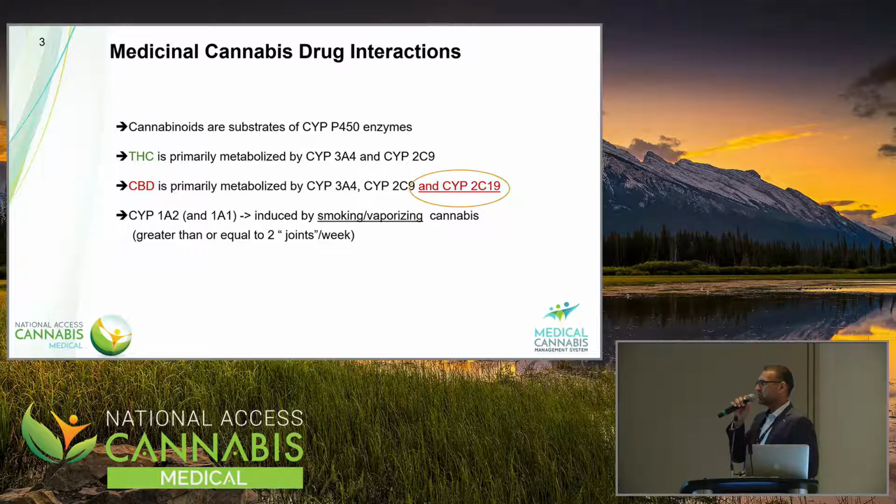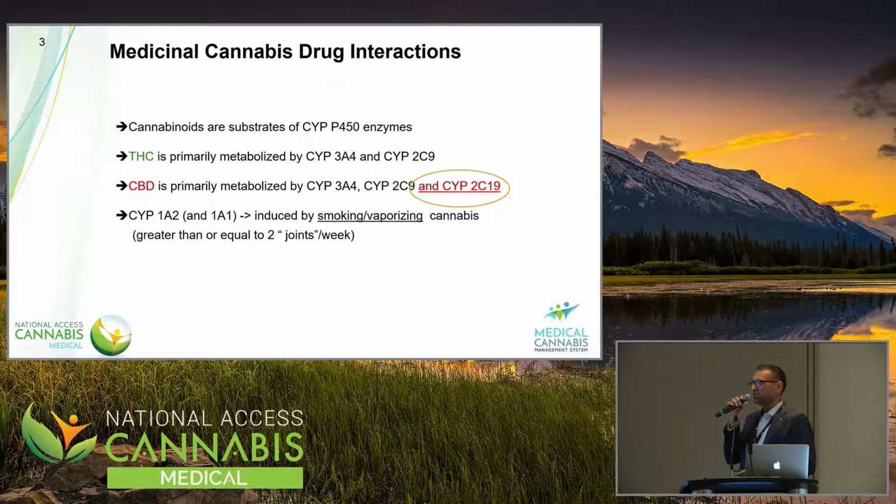Now, when you go and look this stuff up, it gets rather confusing. You can have 2 or 3 different articles that will report different enzymatic interactions. And generally speaking, cannabinoids are substrates of the cytochrome P450 enzymes. The cytochrome P450 enzymes are primarily found in the liver, and they're also in the intestines as well. But generally, for our purposes, the metabolism is occurring in the liver.